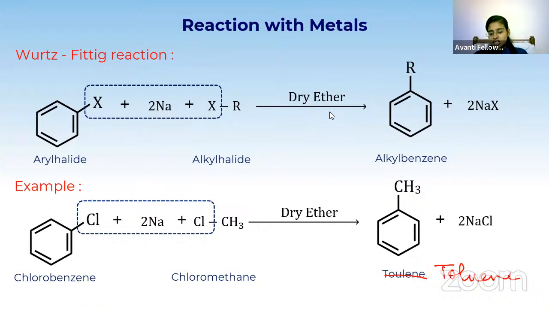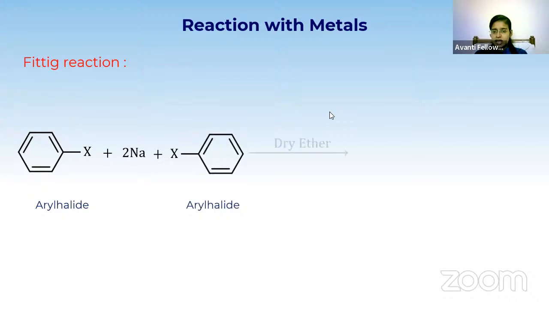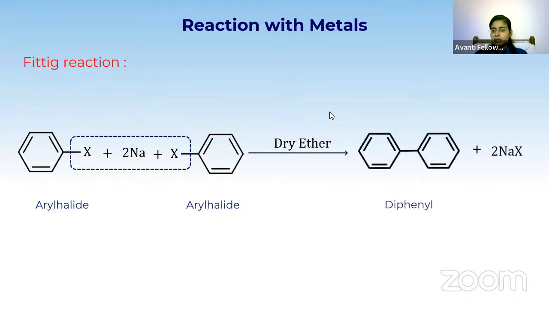Then the second reaction is the Fittig reaction. Here I have to take 2 molecules of aryl halide itself. 2 chlorobenzene I will take, in presence of sodium metal, same in presence of dry ether. And 2NaX has to be removed and it will form diphenyl plus 2NaX. So if I take 2 chlorobenzene, I will remove 2NaCl and I will get diphenyl as the major product. All right. So this is all about the reactions of haloarenes.